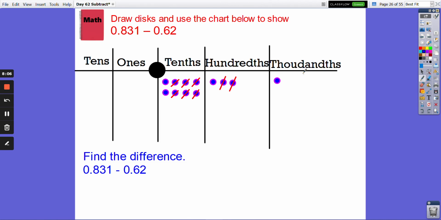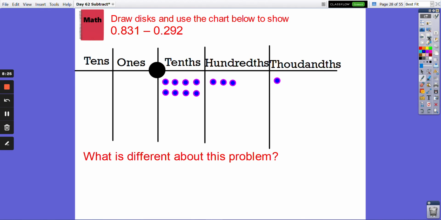Well, what is the difference? Now I'm left with 1 thousandth, I'm left with 1 hundredth, and I'm left with 2 tenths. So my answer is 211 thousandths.